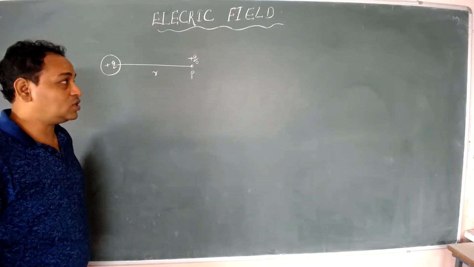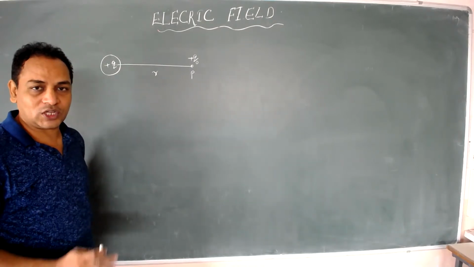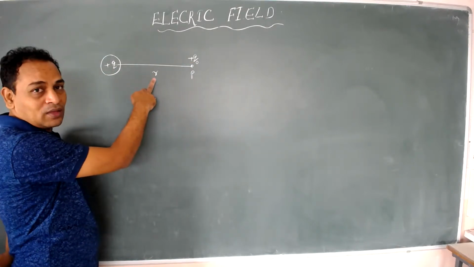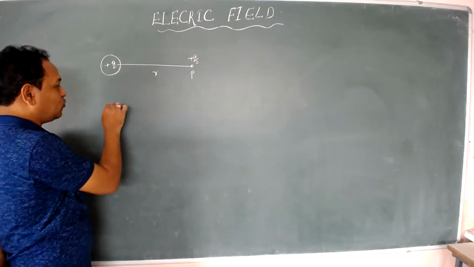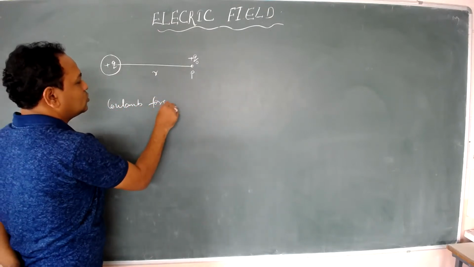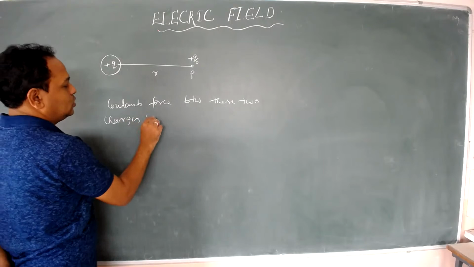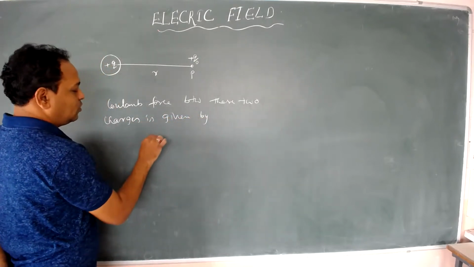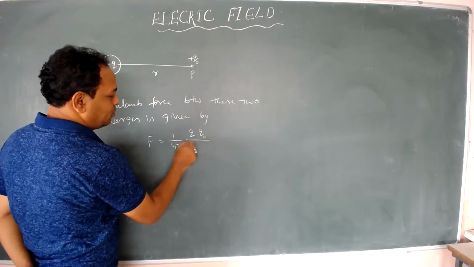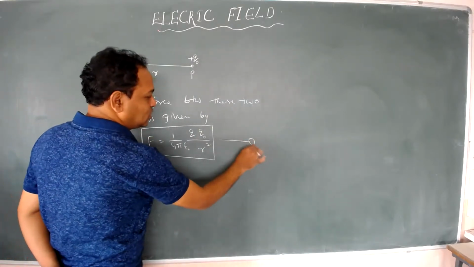Therefore, from the definition, force per unit charge is called what? Electric field at that point. That is what I am going to calculate. Before that, as these two are charges separated by a small distance r, we can say that a force is acting between them. Therefore, the Coulomb force between these two charges is given by F is equal to 1 by 4 pi epsilon naught into Q, that is Q naught, divided by R square. We know this formula very well. Say this is equation 1.